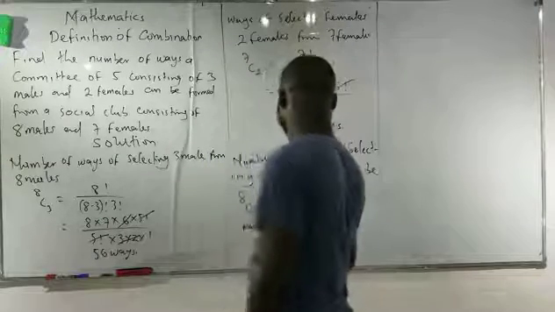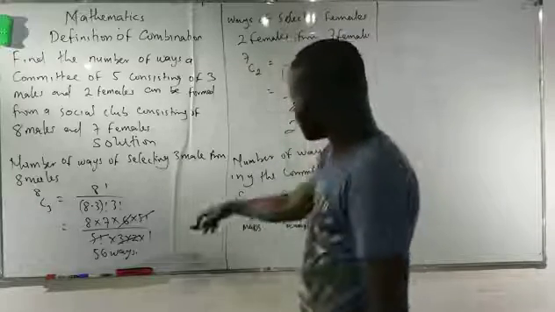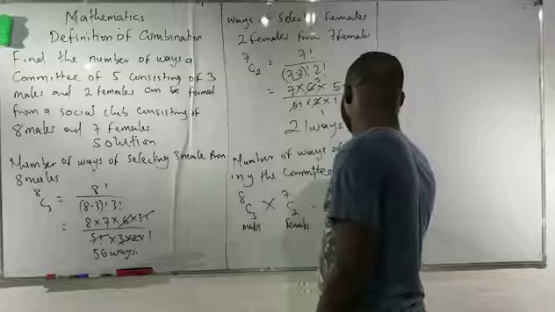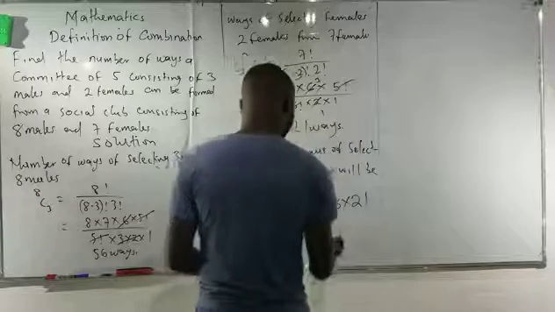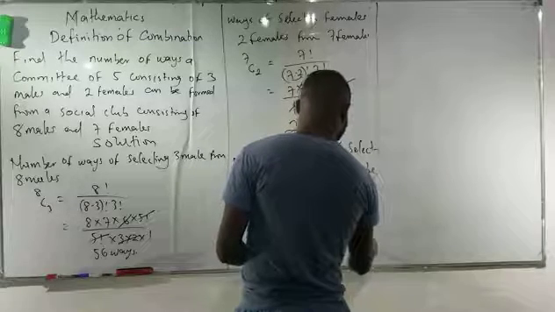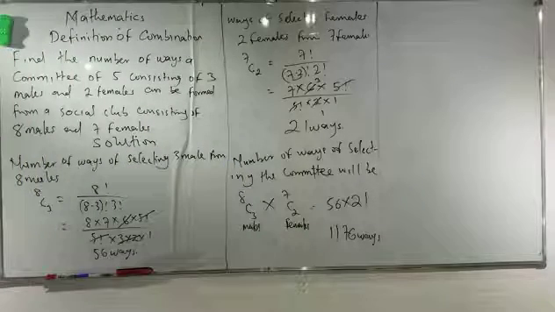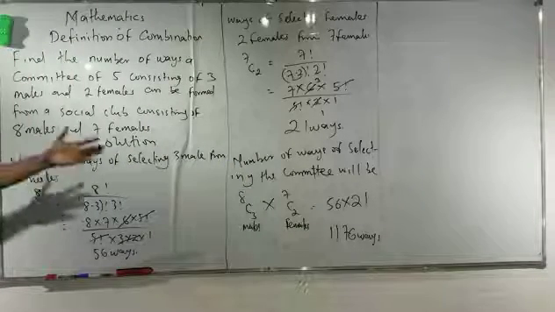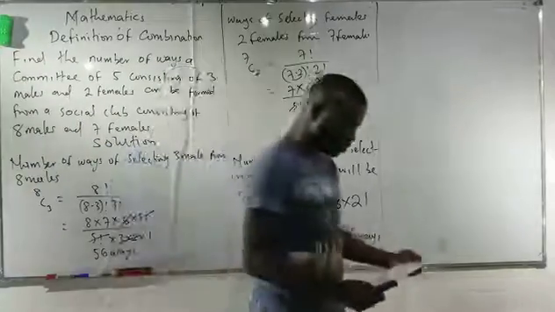Now, which implies what? 56 multiplied by 21, which gives 1176 ways. That is just that. Can you see the way you need to work this out? It is a word problem that seems so simple once you know the logic.